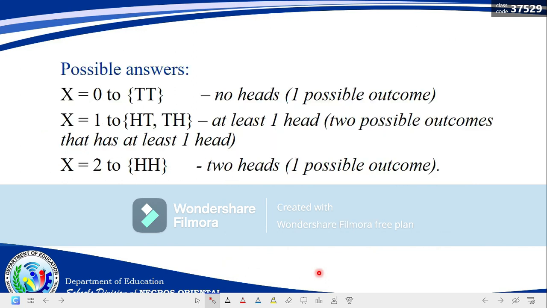Let's take a look at these possible values. If x is equal to 0, that is TT, meaning no heads, and there is one possible outcome. For x is equal to 1, we have HT and TH, meaning one head, and there are two possible outcomes. And the third one, if x equals 2, based on the sample space, that means two heads, and there is one possible outcome.